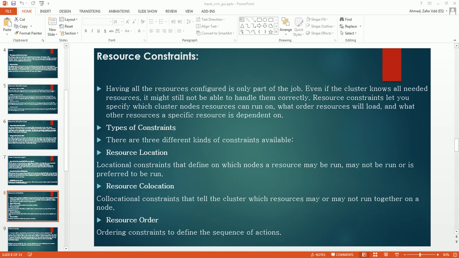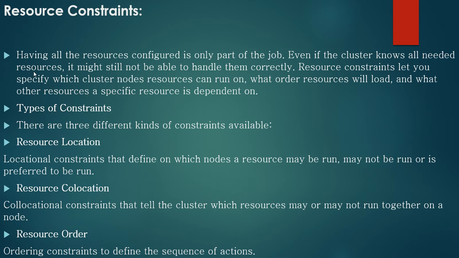So let me go back to the slide now and let me bring this slide up here. Okay, so we have basically three types of constraint. Here it says, having all the resources configured is only a part of the job. Even if the cluster knows all needed resources, it might still not be able to handle them correctly. Resource constraints let you specify which cluster node a resource can run on, what order resources will load, and what other resources a specific resource is dependent on.